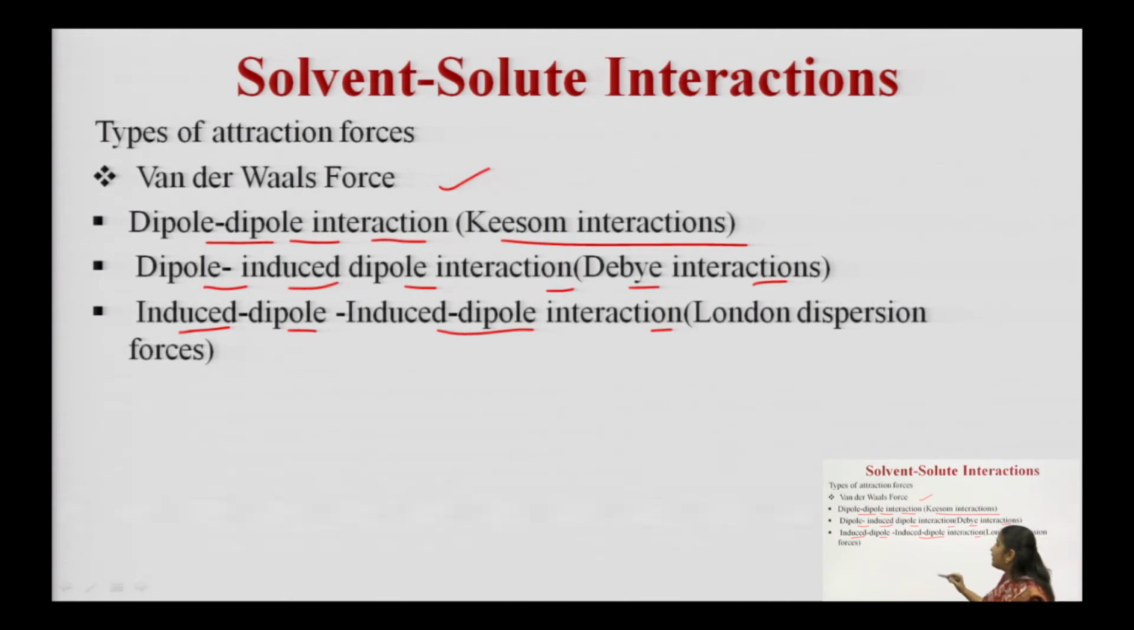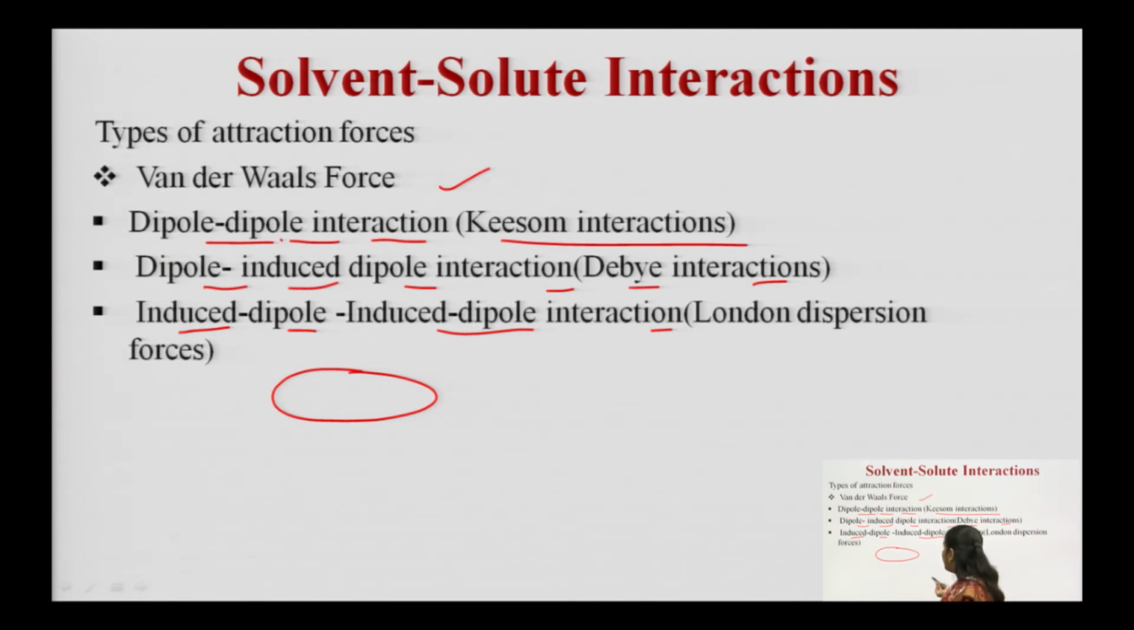So, we will start with dipole-dipole interaction. When we discuss this, first we should understand what a dipole is. What is a dipole? Basically, these van der Waals forces and dipoles act when the atoms are linked together by a covalent bond.